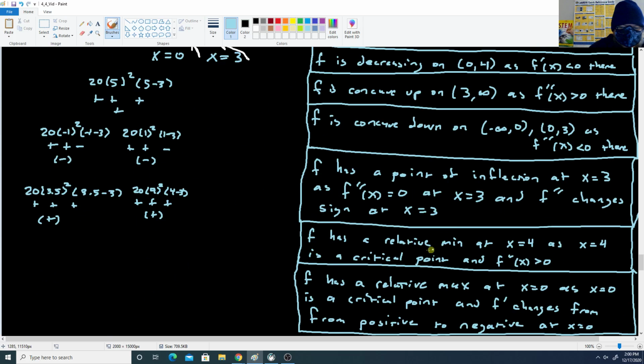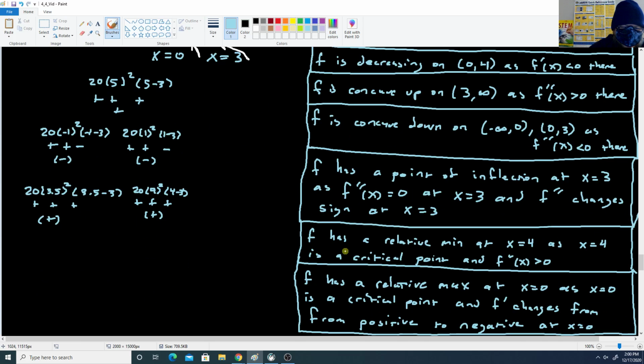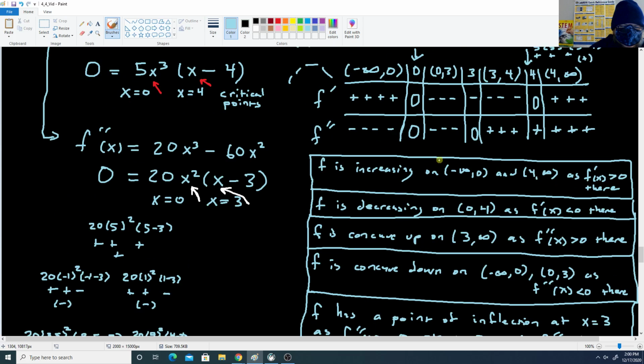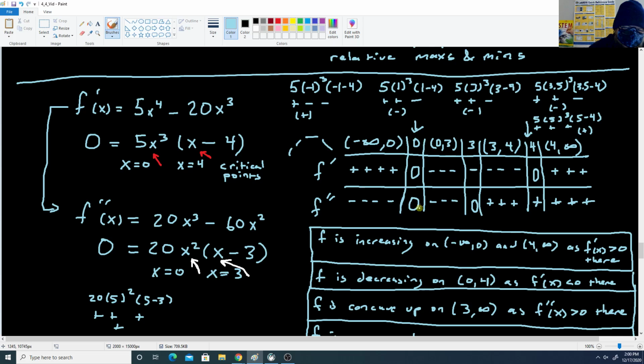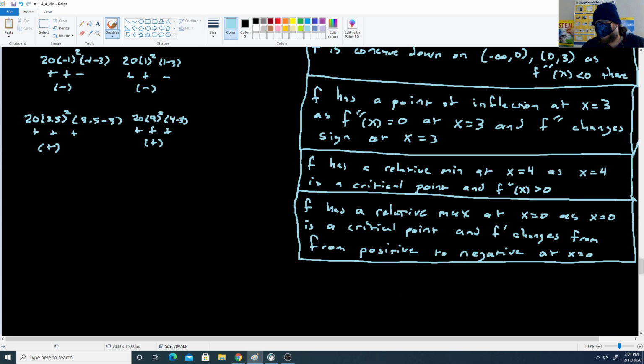For relative max and min, we tried using the second derivative test here. We had a critical point with the second derivative positive. So if you have a critical point and second derivative positive, that corresponds to a relative min by the second derivative test. For this one, the second derivative test was inconclusive because the second derivative was 0. So we went back to the first derivative test and said I have a critical point with the change in sign from positive to negative. And if that happens, that's going to correspond to a relative max. So we will stop there, and that wraps up section 4.0.